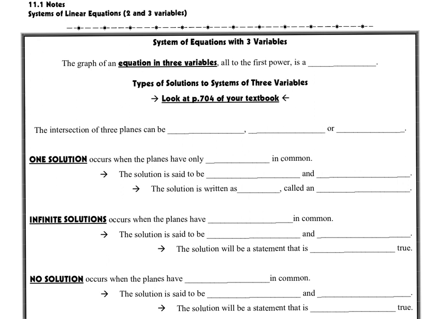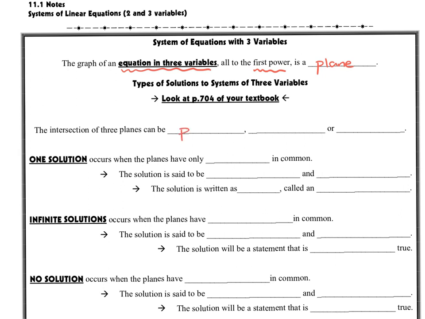So up here at the top, we need to first understand that an equation in three variables, all to the first power, that first power is important to us here, is a plane. Now you remember from your geometry days that planes are named with three letters. And then in your geometry days, you also looked at the intersections of planes. So the intersection of three planes has three possibilities.